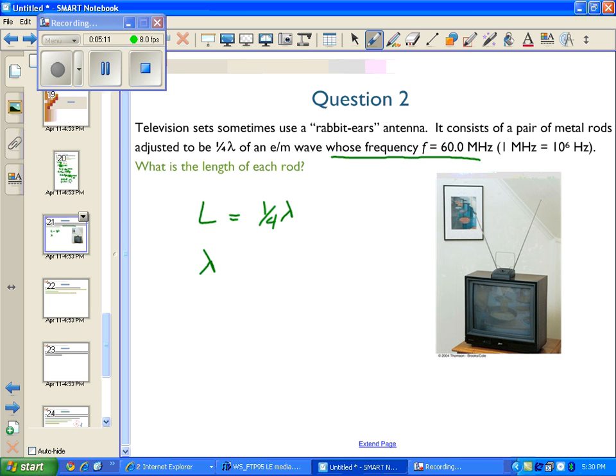Well, since we're given the frequency of the light, we can calculate the wavelength of the light using the relationship that the speed of light divided by frequency gives us the wavelength. And 2.99 e to the 8 meters per second divided by 60 e to the 6 hertz gives us a wavelength of 4.98 meters. But of course that would be unreasonable if we had a rod that was that long. So in fact the rabbit ears are 1/4 of that value. So 1/4 of 4.98, 1.25 meters, which is a lot more reasonable in terms of the actual space that we have in our homes using these old television sets.